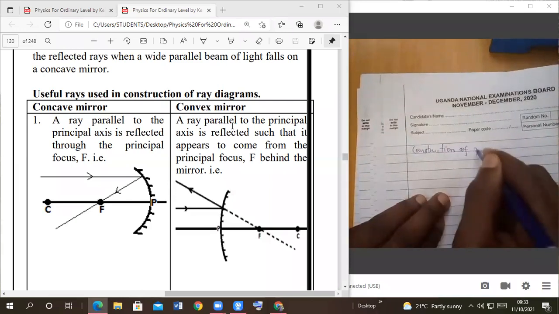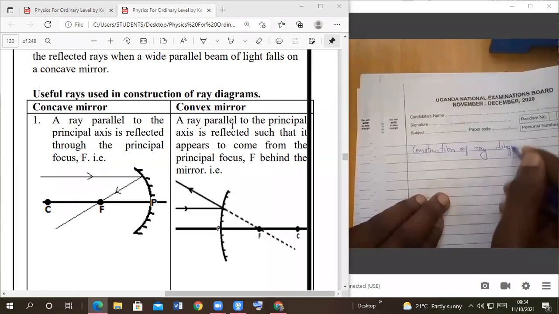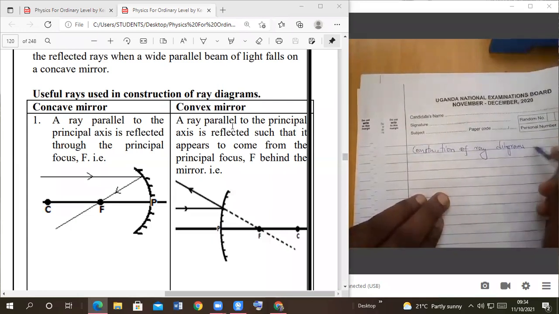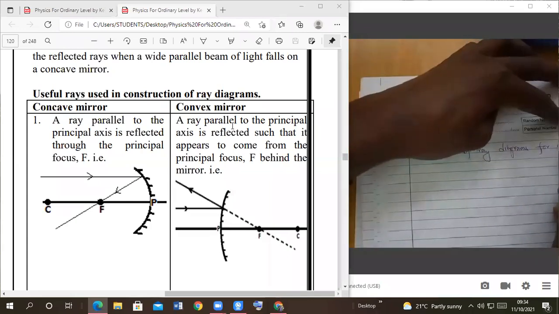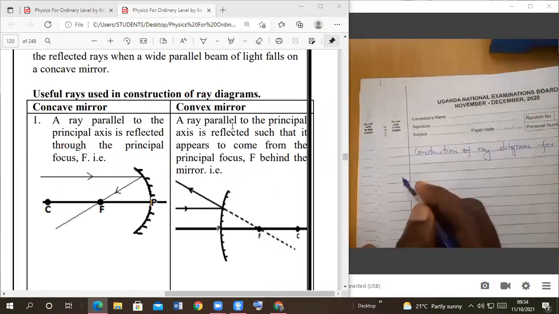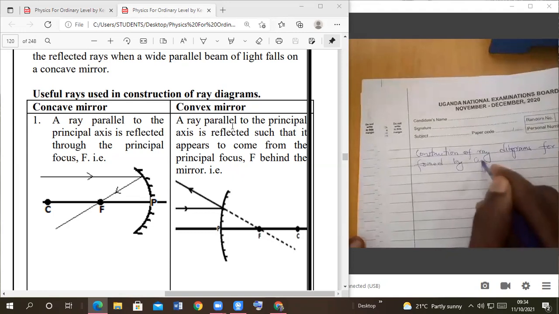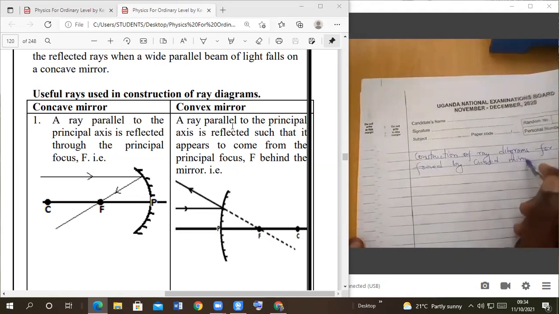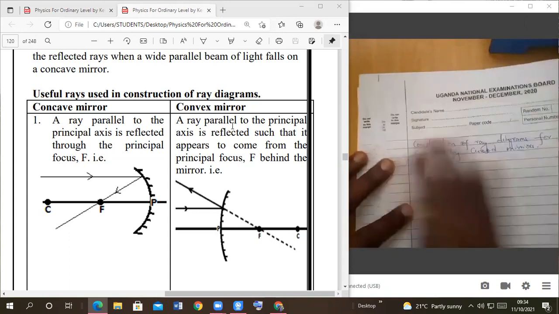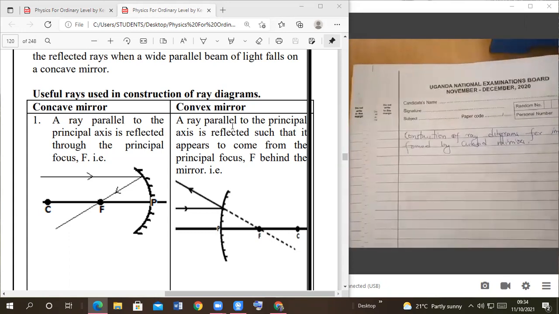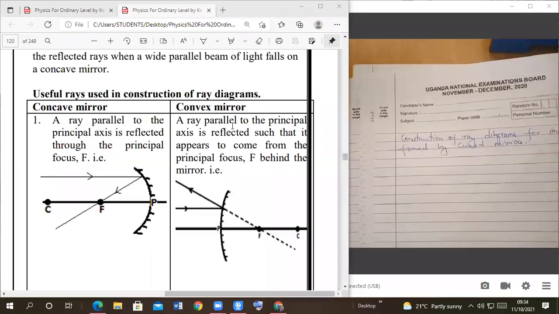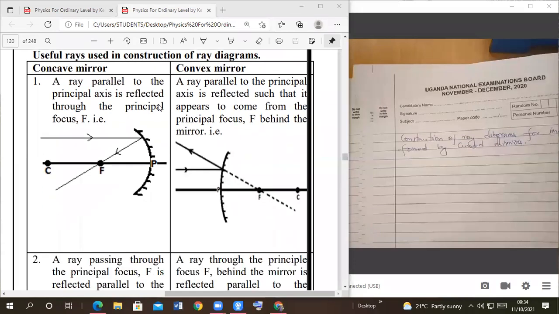Construction of ray diagrams for images formed by curved mirrors. That's our heading. So we're going to look at them one by one for the curved mirrors, the concave and what? And convex, like you can see on my screen there. But let's start with the concave.